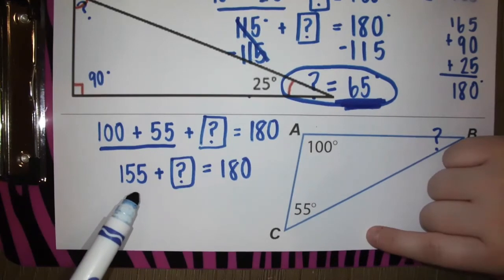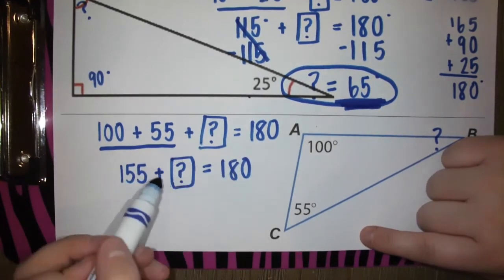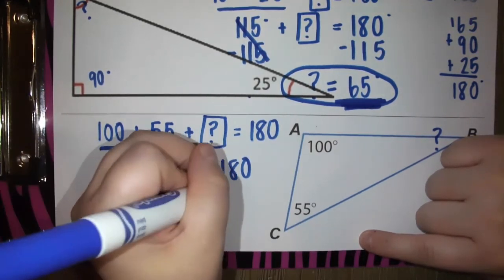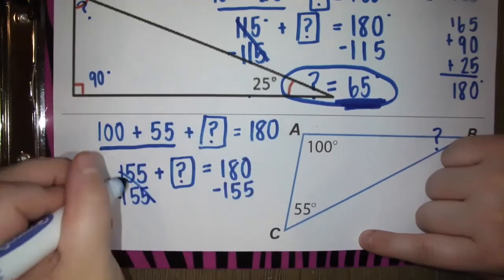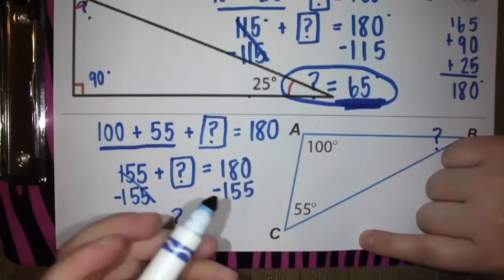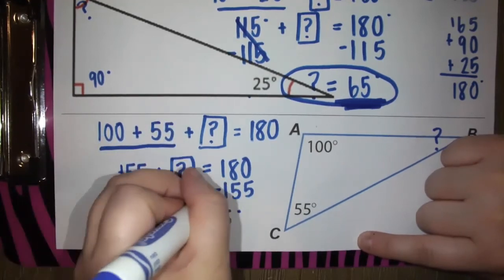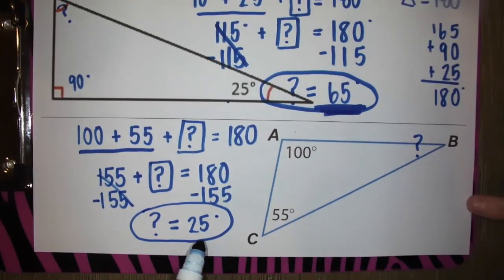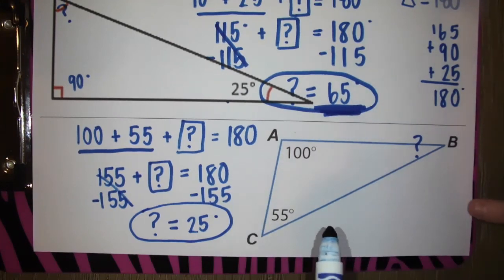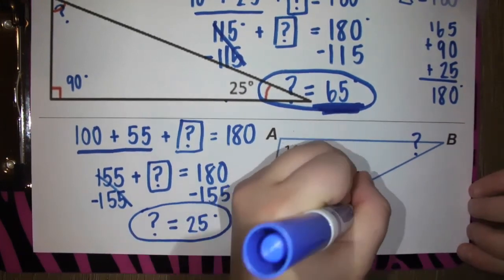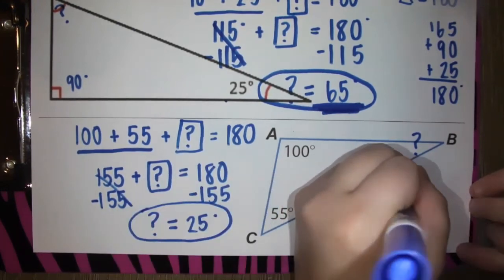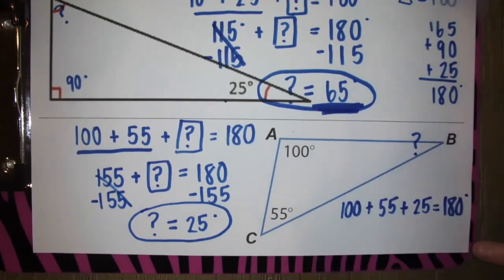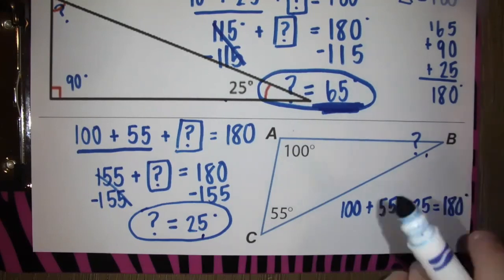Well, how do I get from 155 to 180? We've got to figure out what that question mark is. So I'm going to take away 155 from both sides, and I'm left with my mystery angle equaling 25 degrees. Again, just like the last one, if you're ever in doubt if your answer actually fits, you can just add it with all your other numbers to see if you get back to 180. And 100 plus 55 plus now my mystery angle of 25 will certainly take you to 180 degrees. 25 degrees will be your angle B.